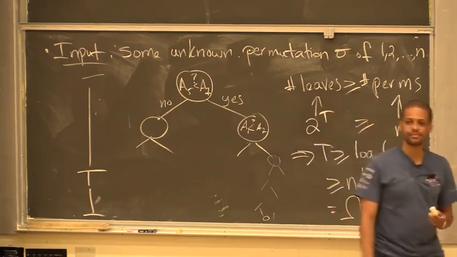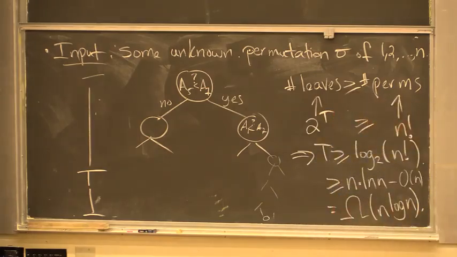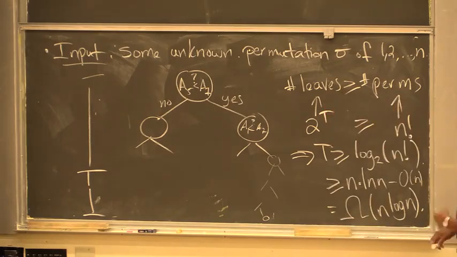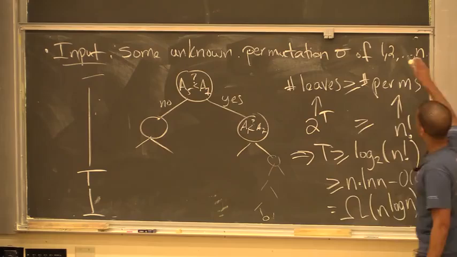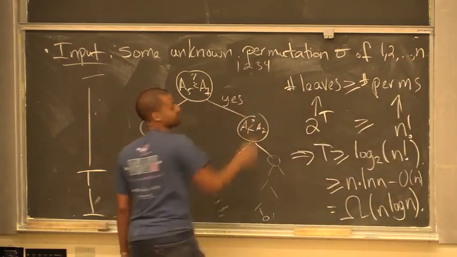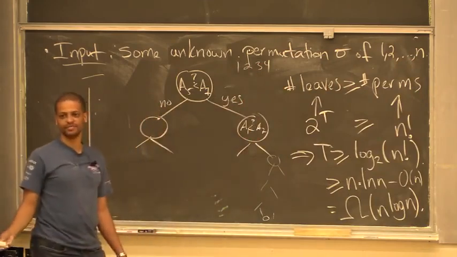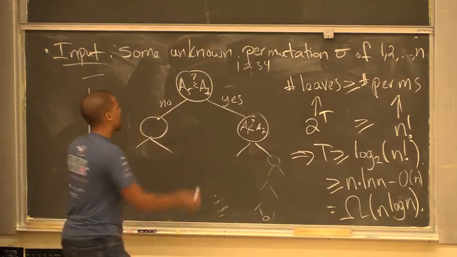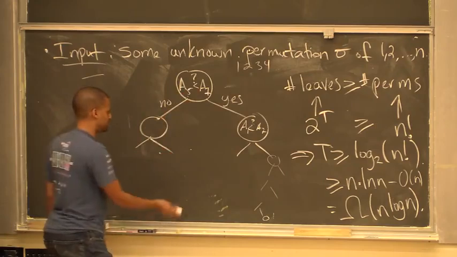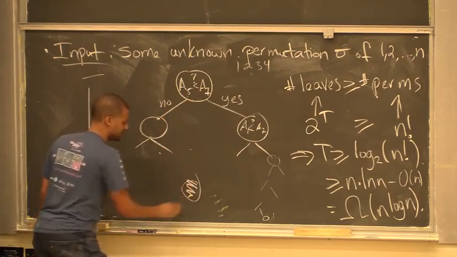Yeah? What do you mean that every leaf corresponds to a permutation, if you're just doing comparisons throughout the tree? Okay, so what I mean is the following. Let me say it a little differently. Take the permutation 1, 2, 3, 4. Let's say that were your input. Then your algorithm is going to do some comparisons, and it's going to end up at some leaf. Let's say it ends up at this leaf.